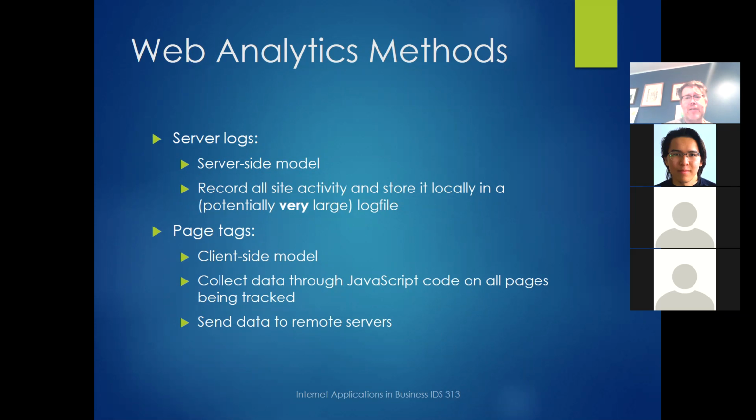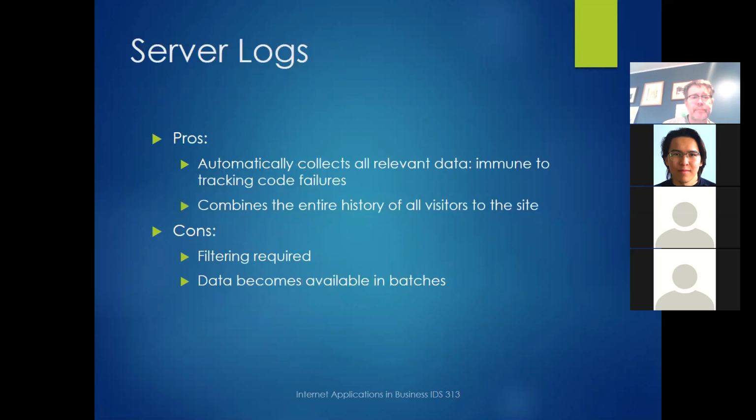The other one is the page tag model. Page tag is a client-side model. So essentially what that means, every time somebody visits a page or clicks something on your website, there's a script running on the page that sends that information of what the user did to some other source, for example, to Google for their Google Analytics system. So all that data, you're not keeping it on your own servers, you're outsourcing it somewhere else. And these two models do have pros and cons, so let's talk.